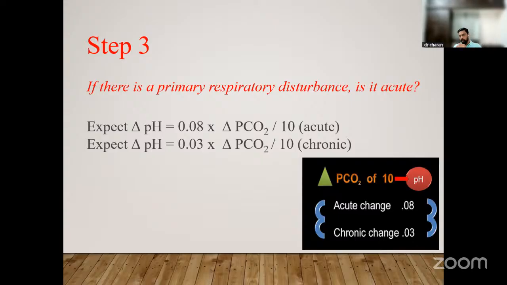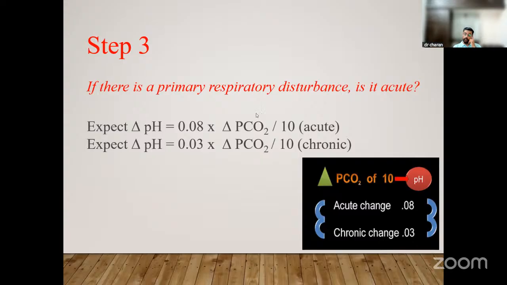If it is chronic, that is, it has taken more than 2 to 3 days, the kidneys are slowly trying to compensate for it by either absorption or excretion of bicarbonate. So the pH is trying to be moved to 7.40. If the change in pH is not very much, if pH is not very much decompensated, it is a chronic problem.